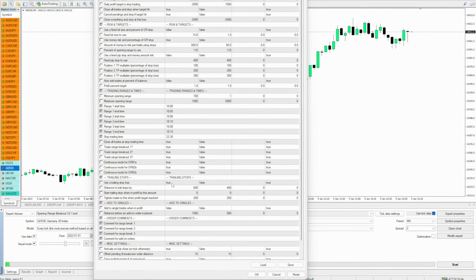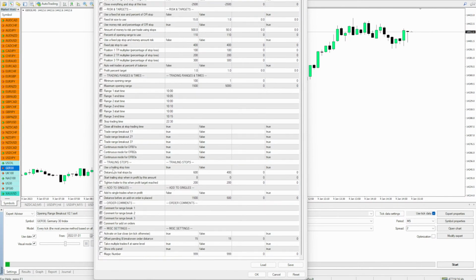I'll show you some set file examples of this in a minute. Trading stops, use trading stop loss. Always use a trading stop loss. You don't have to, obviously, but in my experience, you should always use a trading stop loss and never use a take profit. Okay, so TPs, I always have mine set to 1,000%. Yeah, so I don't use take profit at all.